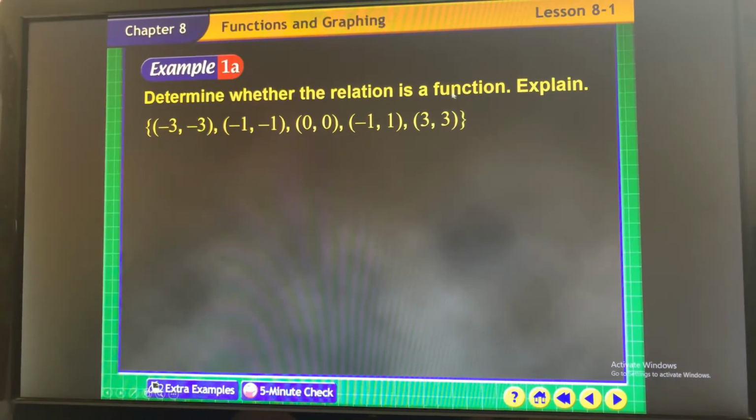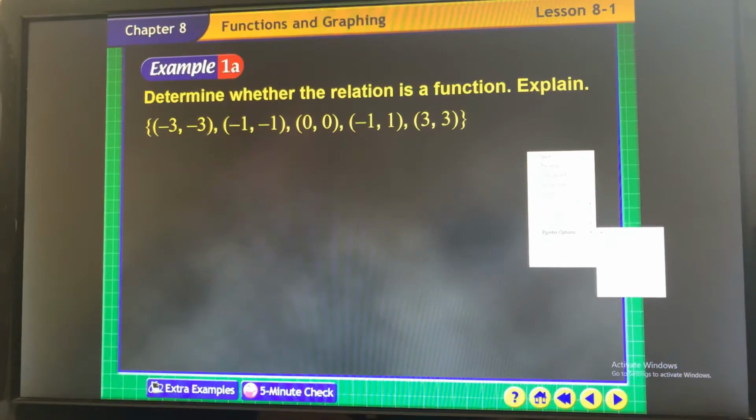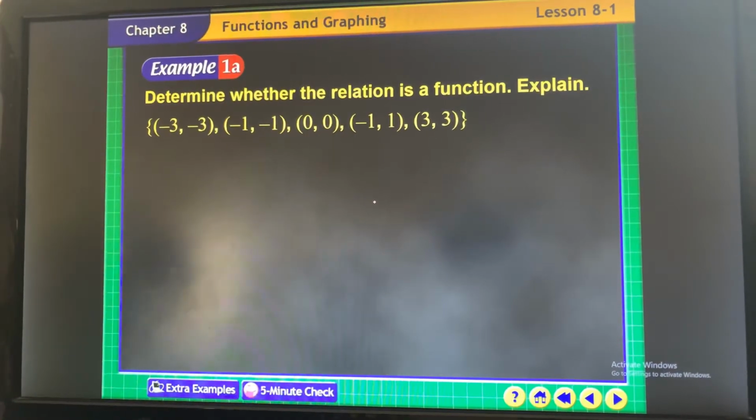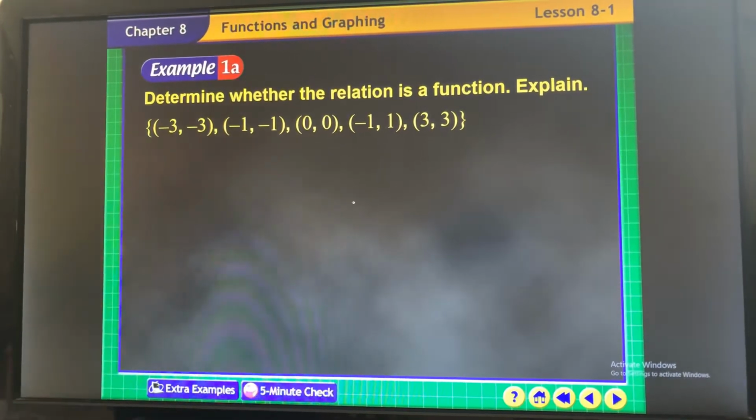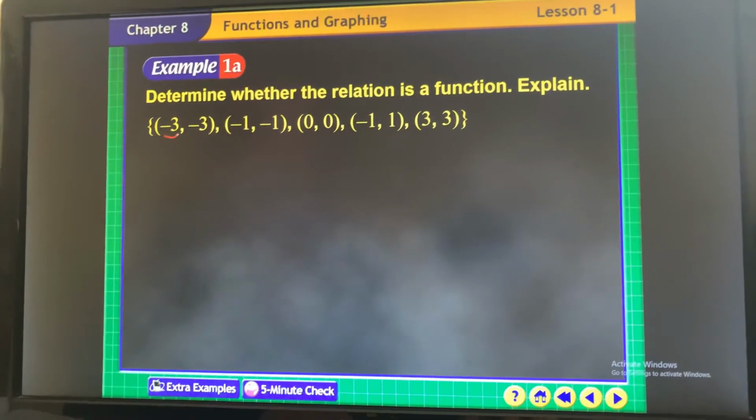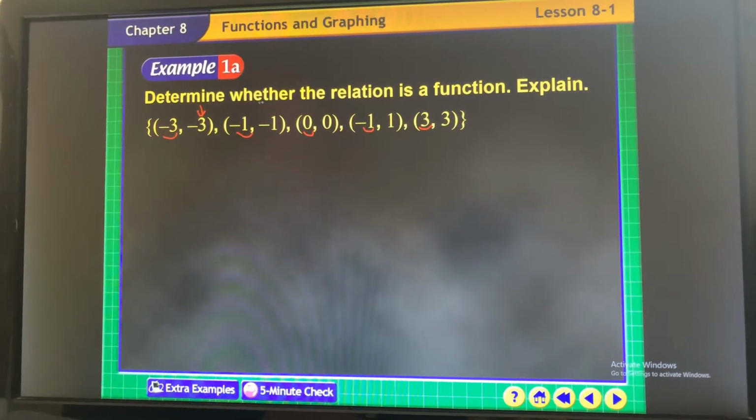Determine whether the relation is a function. In order for it to be a function, the domain cannot repeat. So back in chapter 1, we talked about domains and ranges. When we talk about domains and ranges, the domain is what we call the x value right here. And the range is called the y value. And we talked about that before.